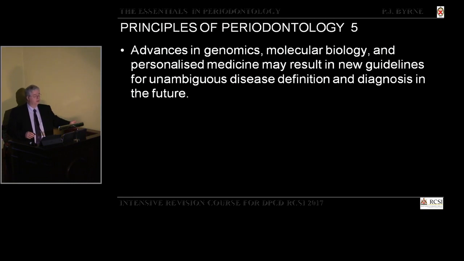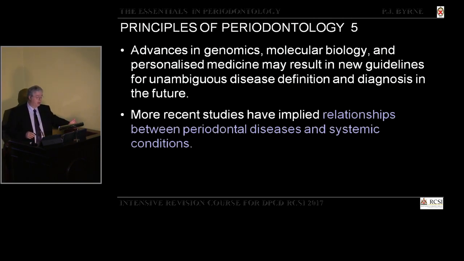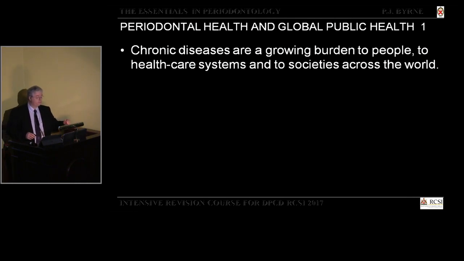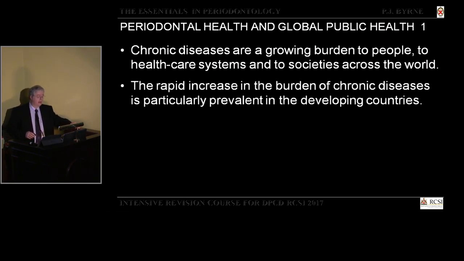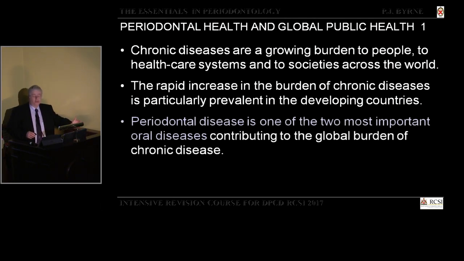But we're advancing in terms of things like genomics, molecular biology, and personalized medicine, and these new techniques may result in new guidelines for unambiguous disease definition and diagnosis into the future. And more recent studies have implied relationships, as we all know, between periodontal diseases and systemic conditions. Note I said periodontal diseases. Chronic diseases worldwide are a growing burden to the health services. And periodontal disease is one of those very important diseases which is contributing.